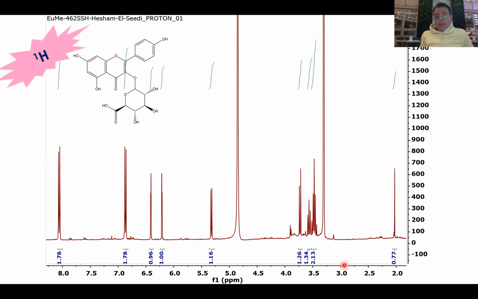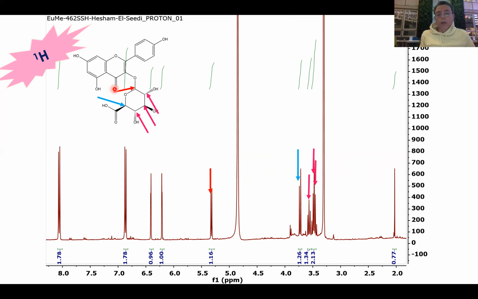What kind of addition is here? In this region, it is the sugar moiety. And what is the proof that it is connected to the structure? It is the anomeric proton, right? It means that the sugar is attached to your molecule. Now you can see the assignment. This is the assignment of the sugar, right?